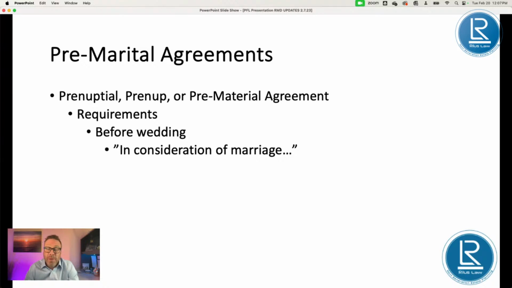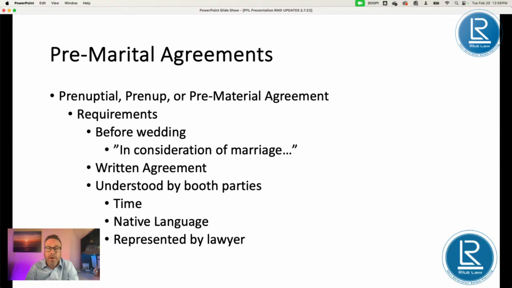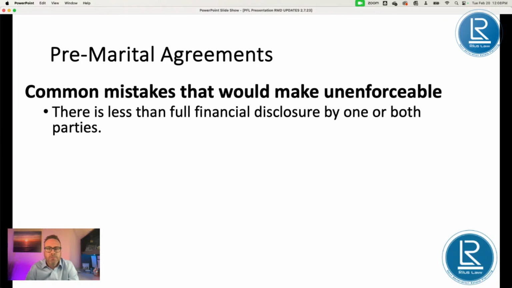After you get married, there is a thing called a post-nup, but I don't think they work as well, at least in the states where I practice, Arizona and California. So you want to do it before the wedding, a prenuptial agreement. It's got to be a written agreement, understood by both parties. That means they had enough time to look at it, it's in their native language, and they're also represented by a lawyer. How else are you going to prove that someone understood an agreement? Really, the only way is to have a lawyer represent them and sign off saying that they explained the agreement to them.